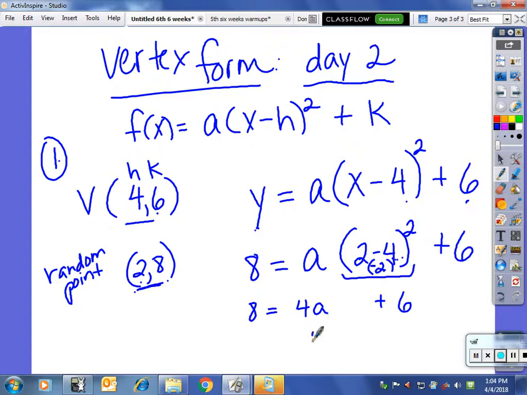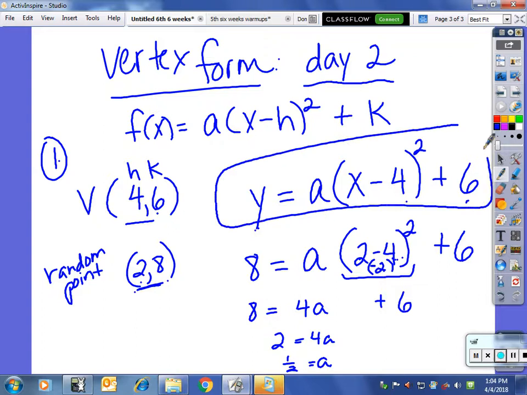Subtract 6. You get 4A equals 2. What does A equal? 1/2. Now I go back to my very first step, and now I know the whole answer. I'm going to take A out, and what do I put in its place? 1/2. This is the answer right here. Y equals 1/2 (X minus 4) squared plus 6.